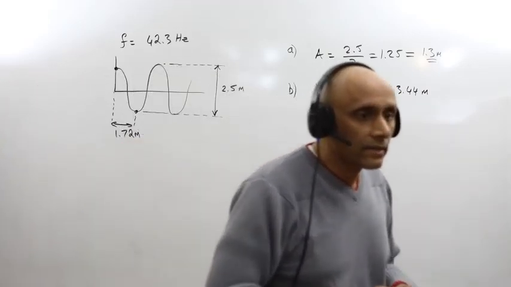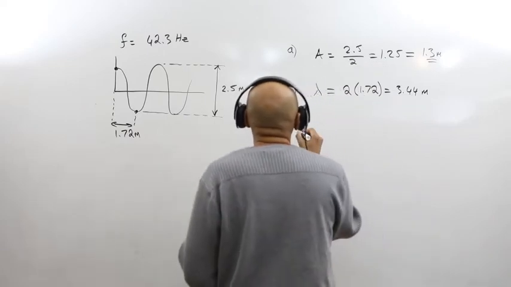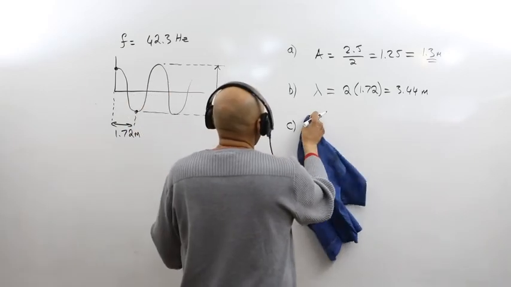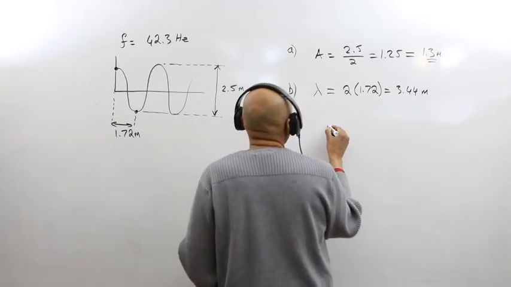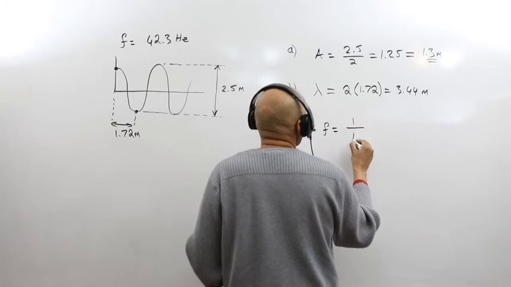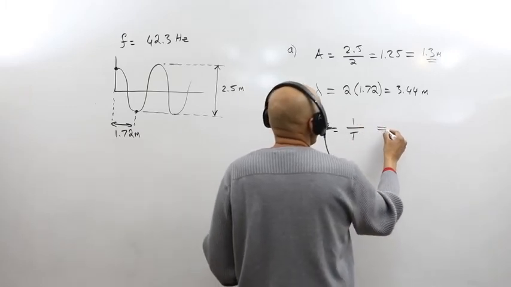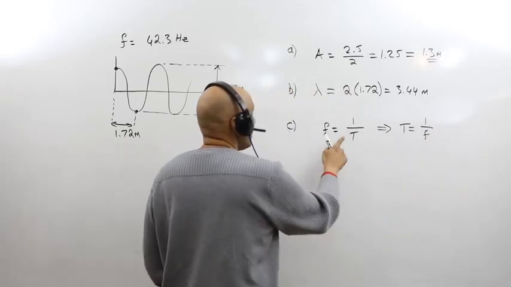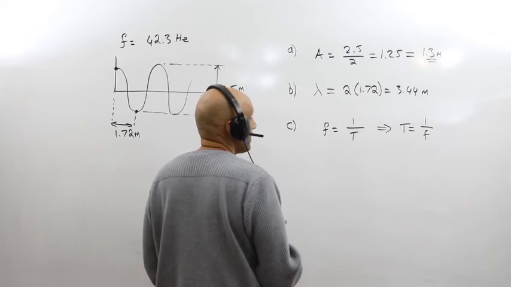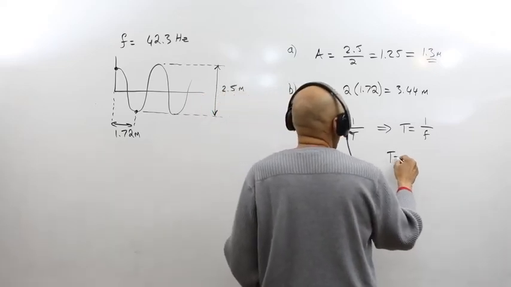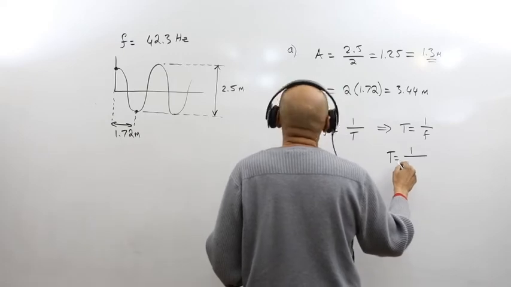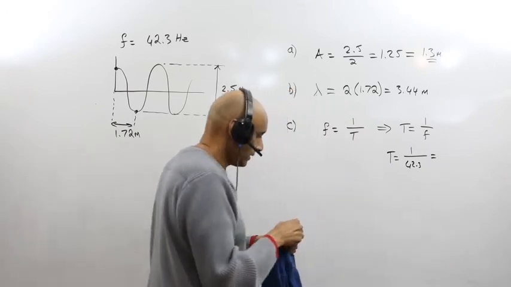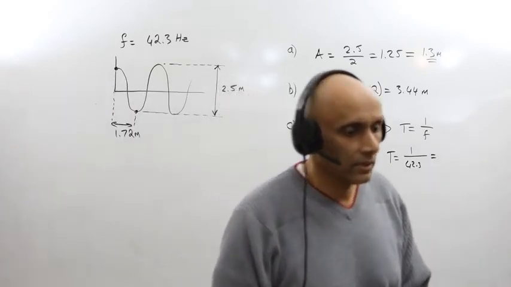Part C is asking the period. So if you remember the frequency, we already know what the frequency is, and we know that the frequency is given by 1 over the time period. So we can write this as the time period is 1 over f. Multiply by T and divide by f on the side. So the time period is going to be equal to 1 divided by 42.3 hertz. And where's my calculator?